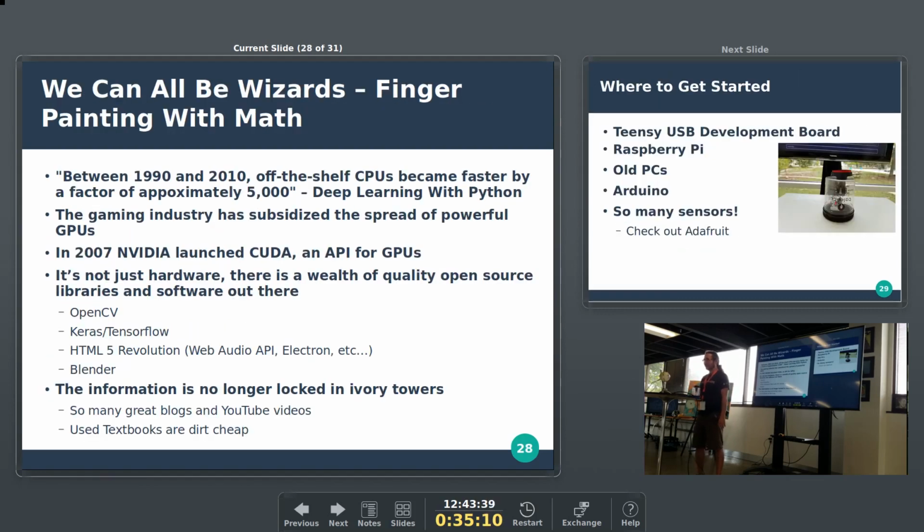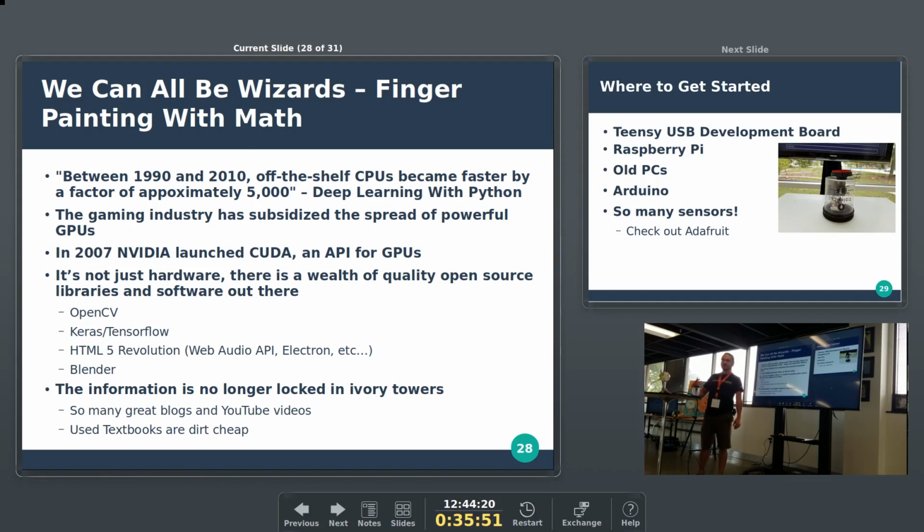So one thing I want to keep coming back to is that we can all be wizards now. We can all finger paint with math. All this cool sci-fi stuff that was around in the 70s and 80s that we thought was so cool, but now we just take for granted because it's all around us. Well, it's all around you, and it's never been easier to get started. Between 1990 and 2010, off-the-shelf CPUs have become faster by a factor of approximately 5,000. In addition, thanks to the gaming industry, there are powerful GPUs all over. That industry has basically subsidized the development of these really cost-effective, high-end GPUs.